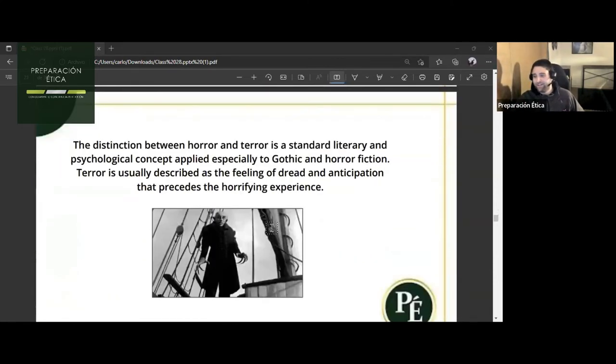So that is a different experience. Horror is worse than terror. Terror is before and horror is afterwards. When you are, for example, being murdered by someone or being cornered by someone, that is horror, something physical, as you were saying in the chat. It's a very good idea.